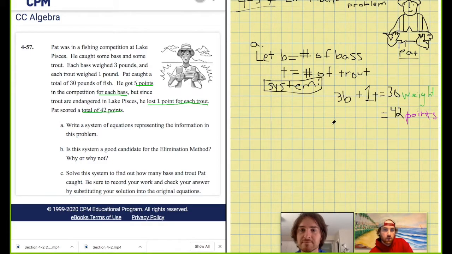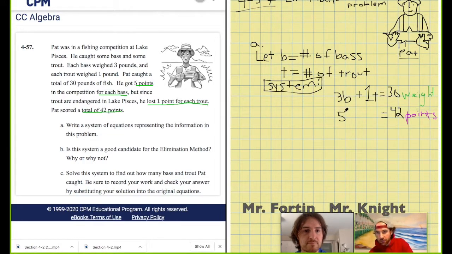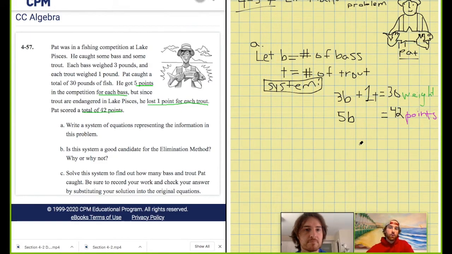Yeah, absolutely. So we know that we get 5 for each bass, and we don't know how many bass we're going to have, so 5B. And we lose points. So that means we're not going to be adding more points, but taking away points. So we're going to be subtracting 1 point for each of those trout. I'm going to leave the 1 in front of there just so it jumps out to us that we have 1t in the first equation and then negative 1t in the second equation. And that might come in handy with part B.